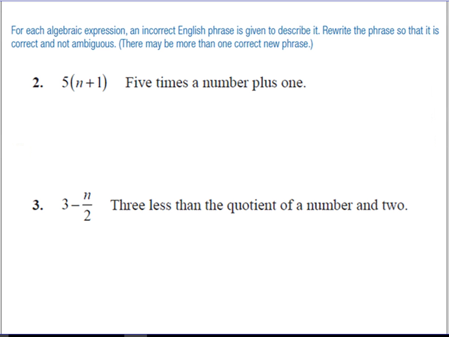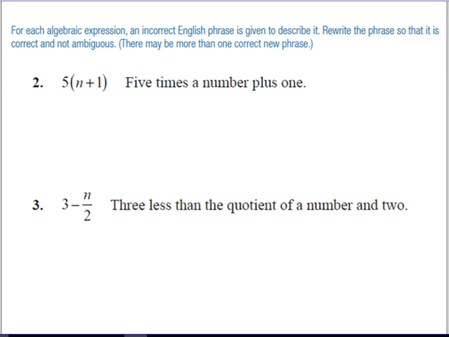So just like with our PEMDAS, parentheses, exponents, multiplication, division, addition, subtraction, the need for having a set order to solve a problem so people would not get different answers for the same problem, we need to make sure that we understand exactly what's going on and being able to describe it to somebody else in words if we're reading a problem. And so for the next questions, notice it says for each algebraic expression, an incorrect English phrase is given to describe it. And so we need to rewrite the phrase so that it's not ambiguous. And there can be more than one way to write that.